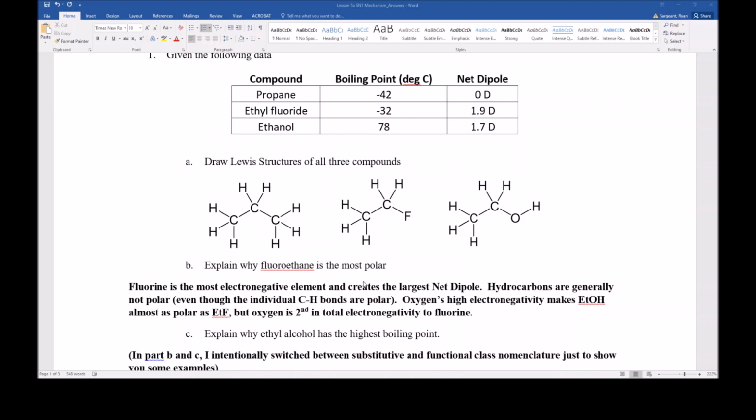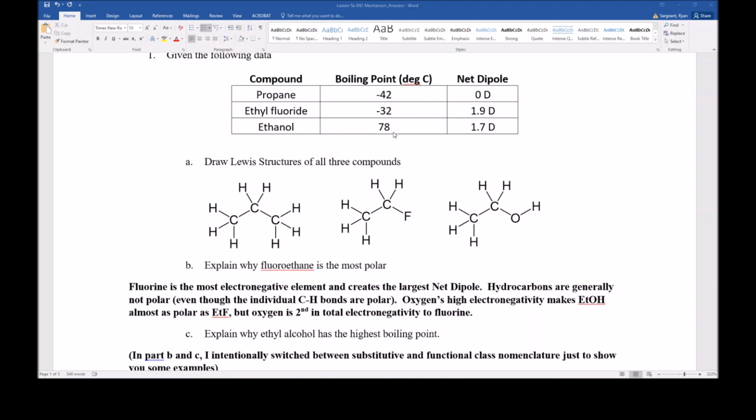That's general chemistry. In organic chemistry, we look at this fluorine and think, wow, that's really electronegative, so that pulls the electron density over, so that generates the largest net dipole. Oxygen's not quite as strong, so second largest dipole. So if fluorine has the largest dipole, why then is it not the highest boiling point?